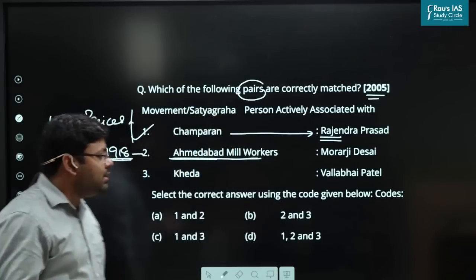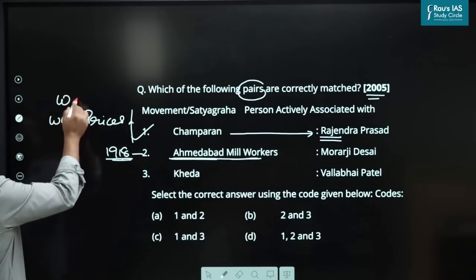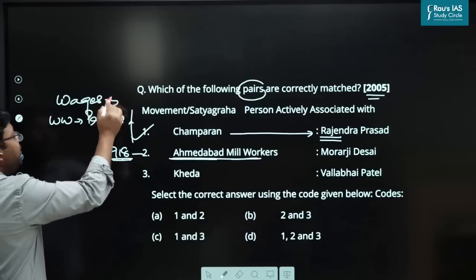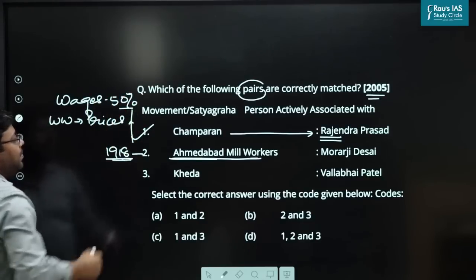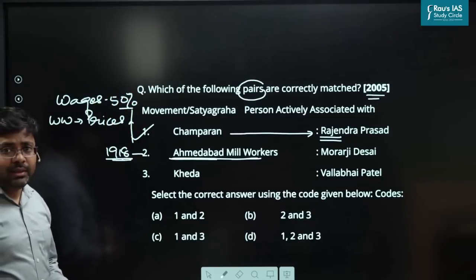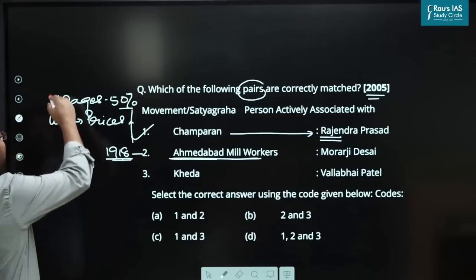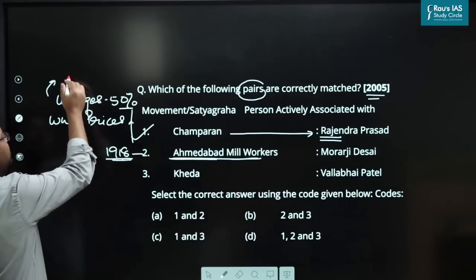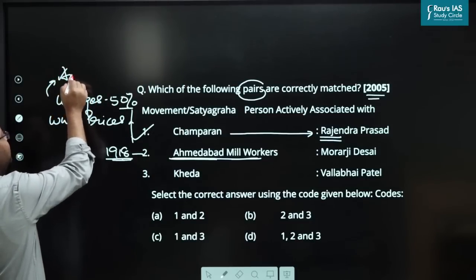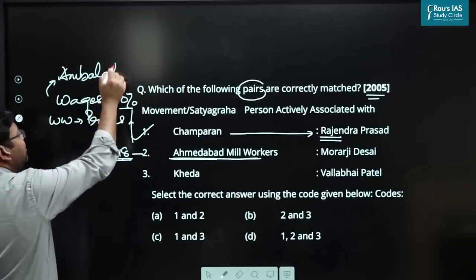The workers were demanding a hike in wages of 50%. But the mill owners were not happy with this idea and they opposed it. The Mill Owners Association was led by Ambalal Sarabhai.